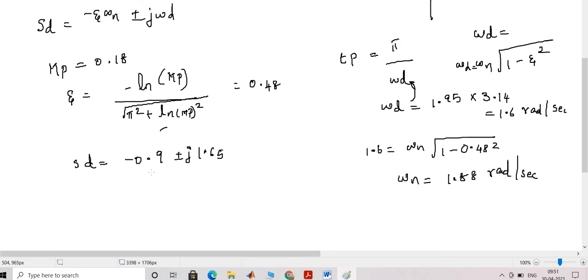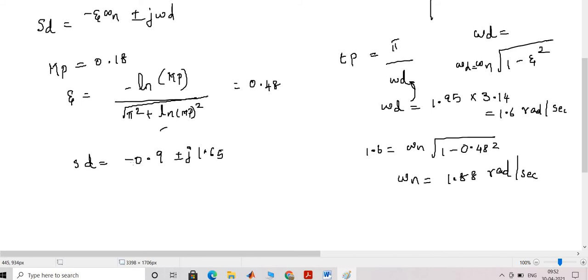LHS of S plane. So here you can see that we only have the specifications MP and peak time. From these specifications we have to find the dominant poles. From MP we find the damping ratio theta, and from the equation of peak time, pi by omega d, we get the damped frequency of oscillations, from which we find the natural frequency of oscillation omega n.